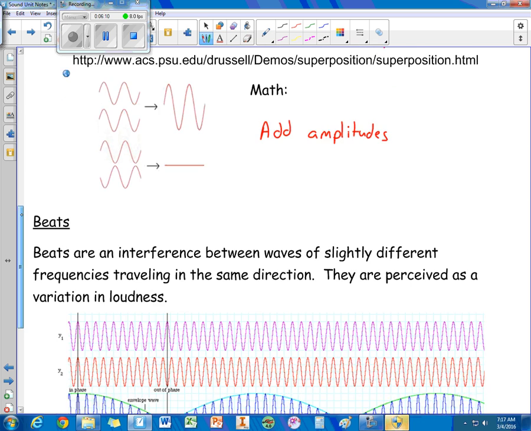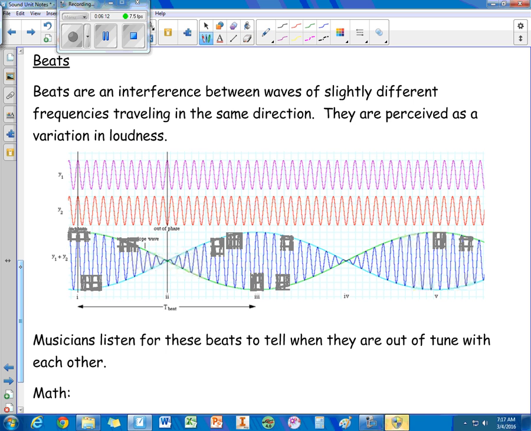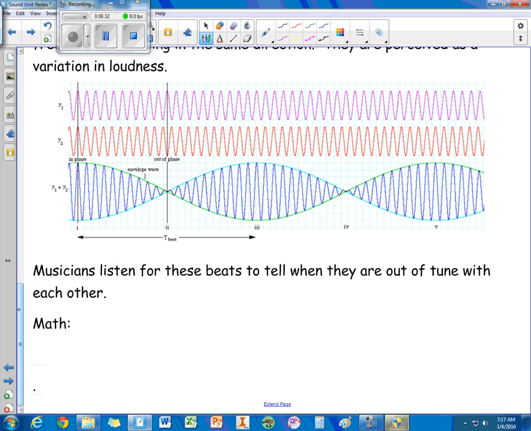When we have two sound waves traveling at the same amplitude, the same speed, but slightly different frequencies, we get regions of constructive and destructive interference, which creates a phenomenon called beats. And you know, musicians listen to these beats when we're trying to figure out if we're out of tune with each other. And the math for this, you just subtract those two frequencies.